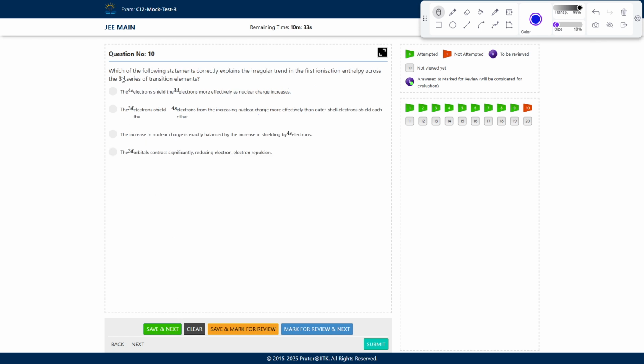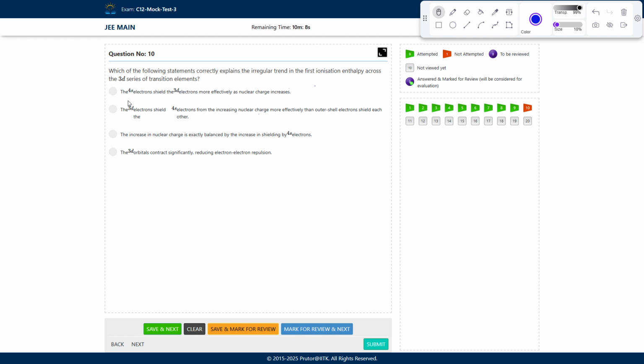This question asks which of the following statements correctly explains the irregular trend in the first ionization enthalpy across the 3d series of transition elements. So you have to tell which statement correctly explains the irregular trend observed in the first ionization enthalpy values across the 3d series of transition elements.